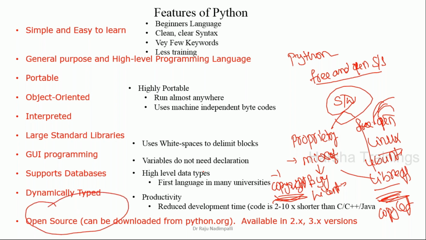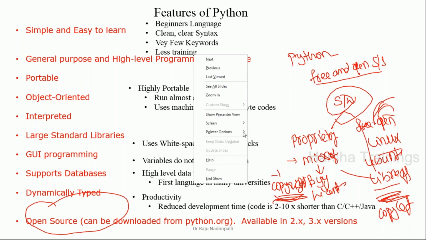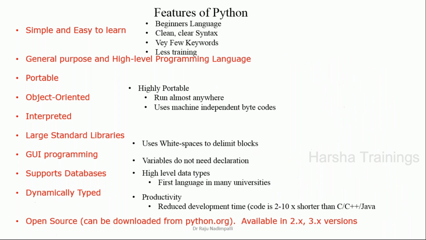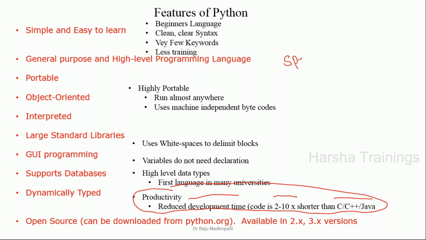One more important point is that the biggest asset of this feature of Python is increased productivity. What is the meaning of productivity? Now, look here. Reduced development time. The code is 2 to 10 times shorter than in other languages. For example, if I want to implement a specific task, I want to implement a big task.